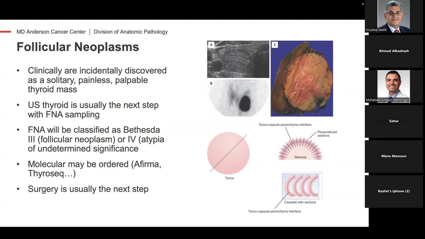Usually we don't really care about what's in the middle. Of course, submit a couple of sections of the tumor inside, but the most important thing is to perpendicularly section the capsule of the tumor and then submit them. You can submit 3, 4, 5 in each cassette and submit the whole capsule. Like most cases, you'll get 10 or more blocks. But you will understand that this is the most important thing in classification, to make sure there's no invasion.